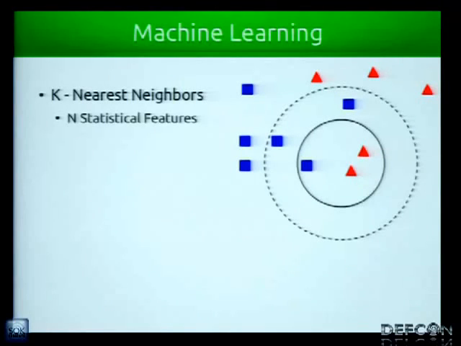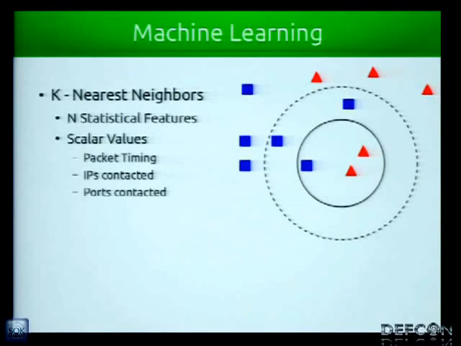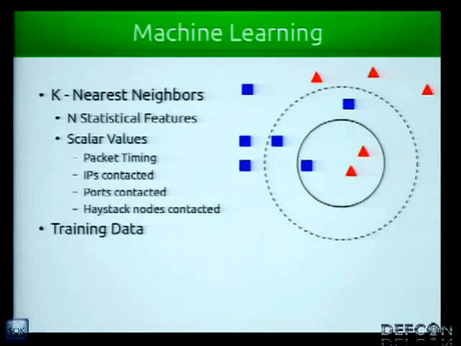So you have n statistical features, or however many you want. These are scalar values that you judge on the basis of each suspect. Every node on your network is a suspect, and you measure statistics for them, like packet timing, IPs contacted, how many unique ports they have contacted, and how many of the haystack, which is these fake nodes we have, what percentage of them they have contacted. Is it 100%? Is it 0%? And then you graph these, since they're all scalar values, on an n-dimensional graph. Here is shown a 2-dimensional graph for budget cut reasons.